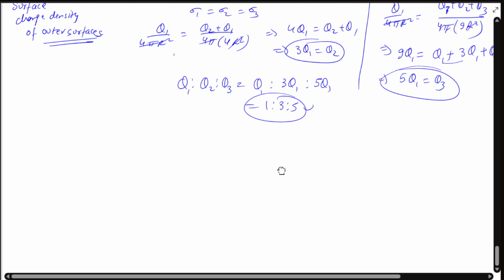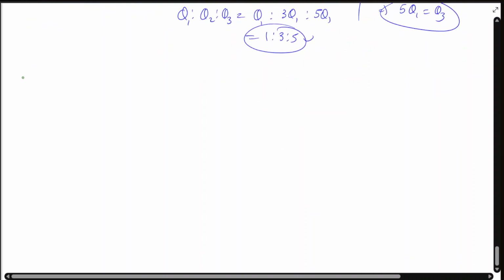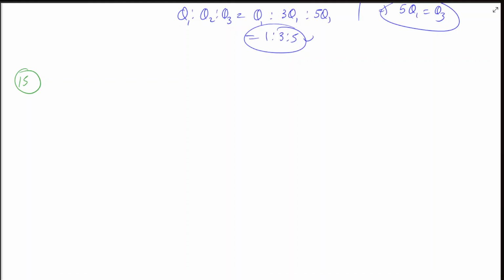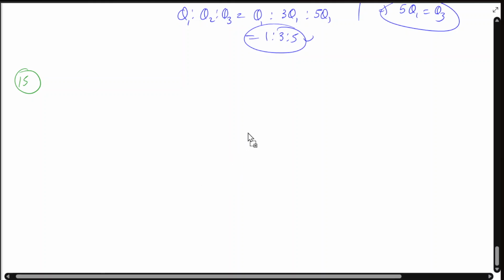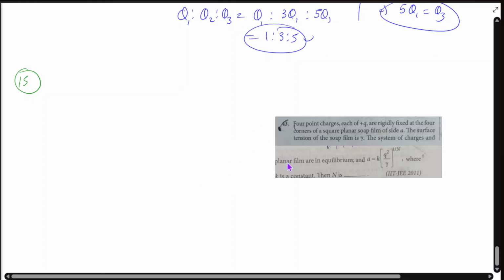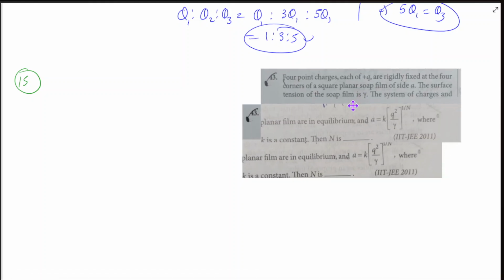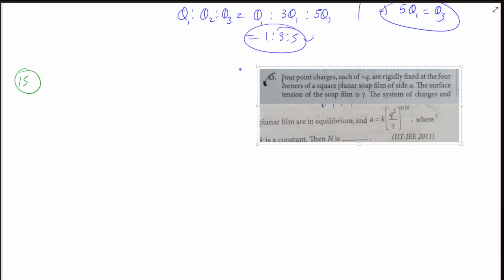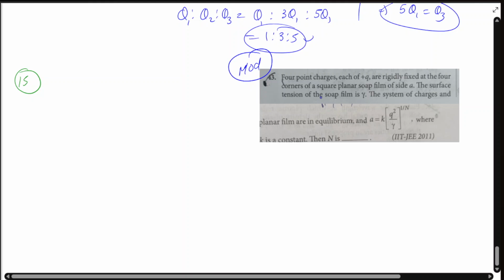Let's move on to question number 15. Shall we? Last two questions are left only. Let's move on to this question. Okay, this is a moderate question again because here we will be looking at surface tension.